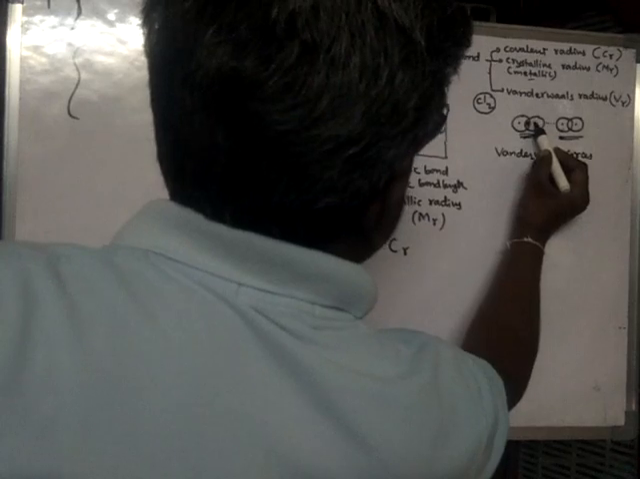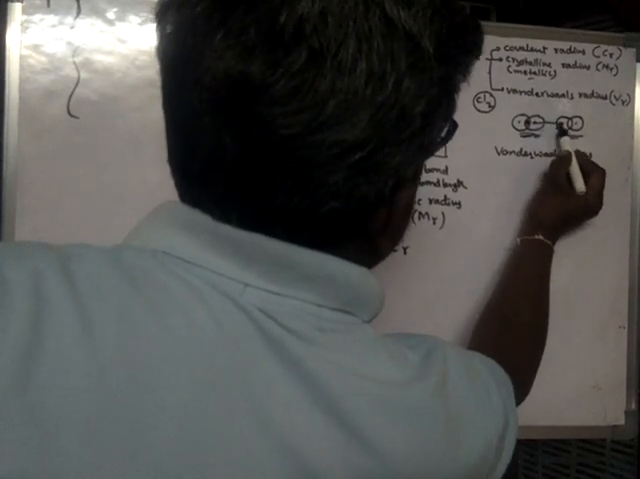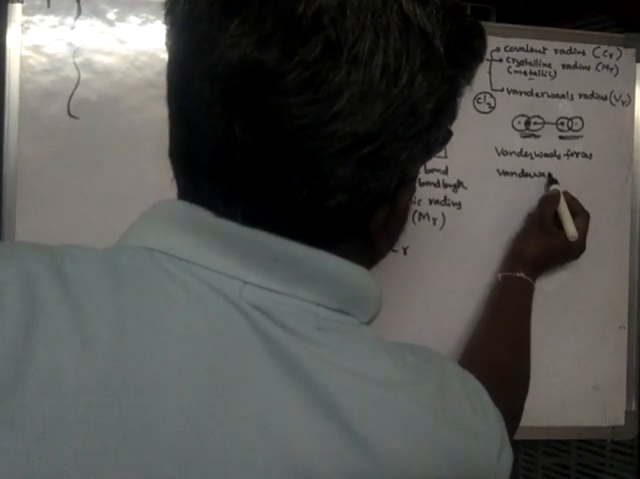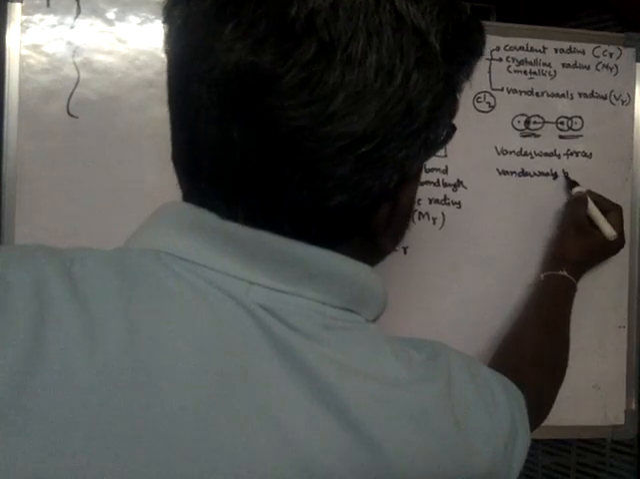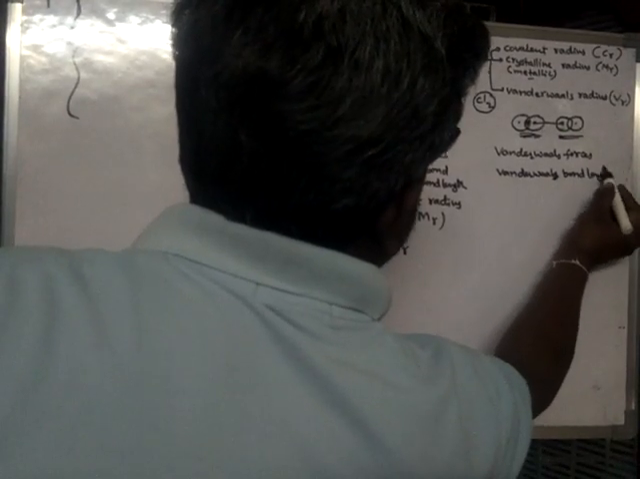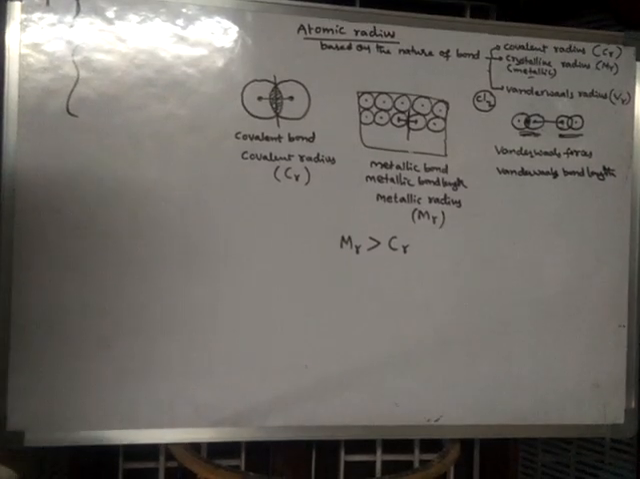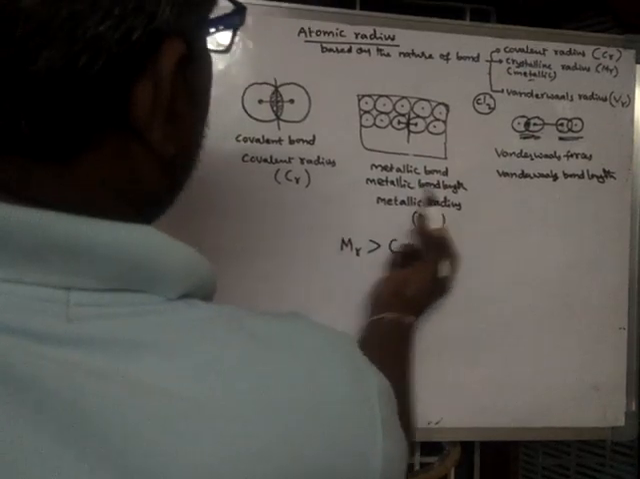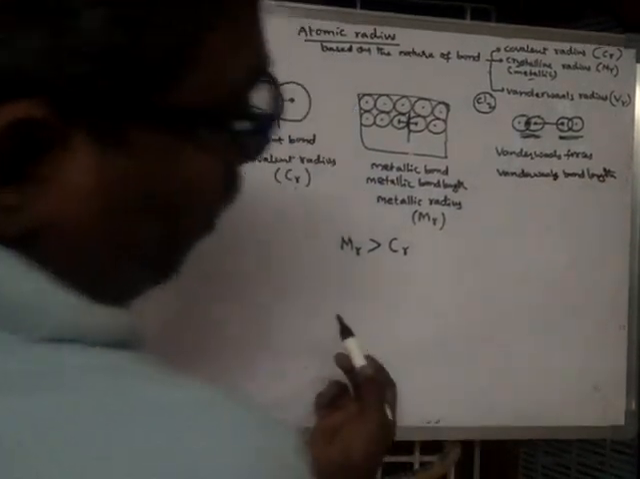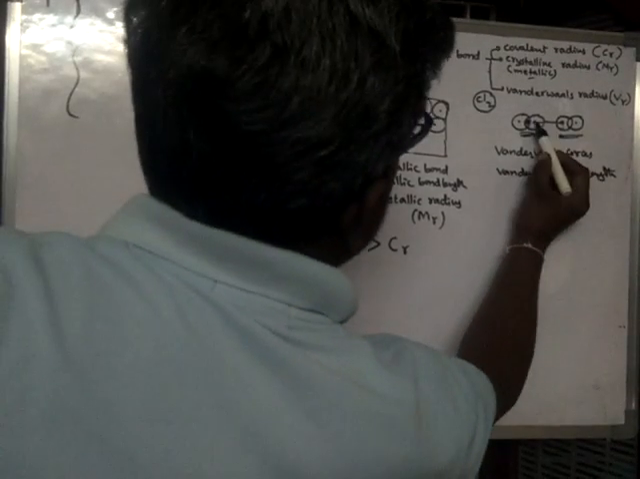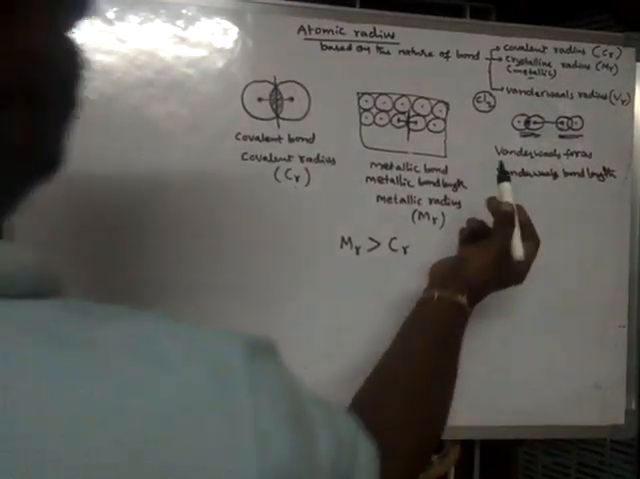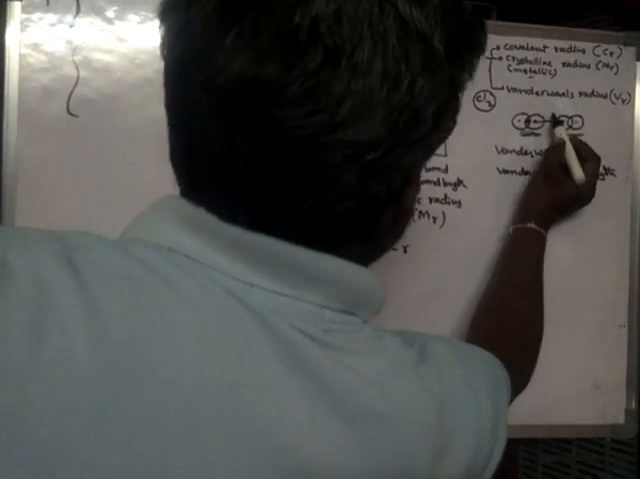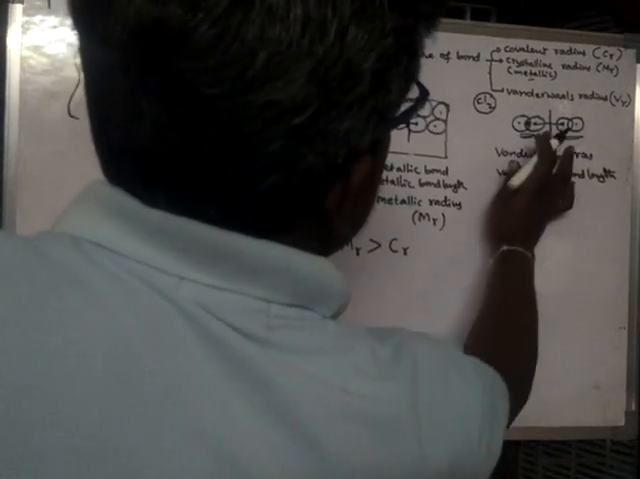Now the distance between the nucleus of this atom and this atom is said to be Van der Waals bond length. See, already we learned that, whether it may be metallic bond or covalent bond or Van der Waals bond, whatever the bond it may be, the distance between the two nuclei of the bonded atoms is said to be bond length, and if you take exactly half of the bond length, then it is said to be radius.